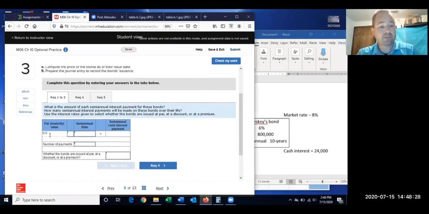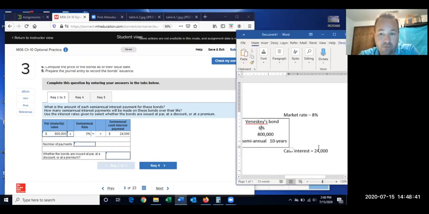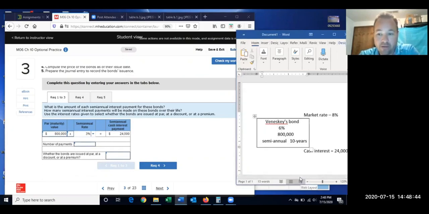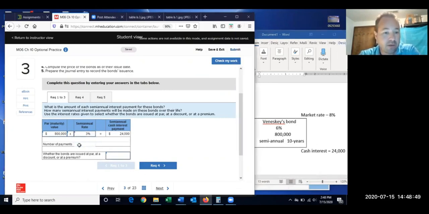Our value, 800,000, times the rate and time together, if you do it semi-annual. So that is, instead of 6, we cut it in half, it's 3%, which gives 24,000. So I went ahead and put that here because I'm going to need to know that later. This is what my bond is going to pay out every 6 months. Number of payments? Well, it's a 10-year bond paying twice a year, so that's 20 payments. And then when my bond rate is less than the market, that means I am selling it for a discount.